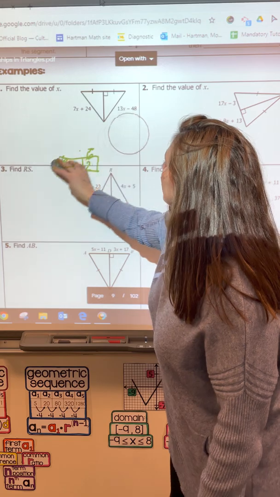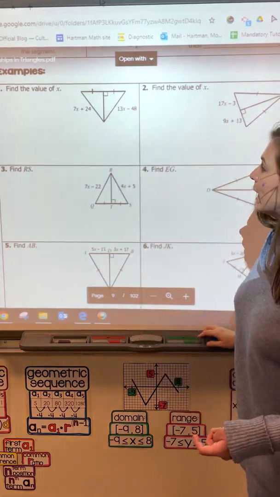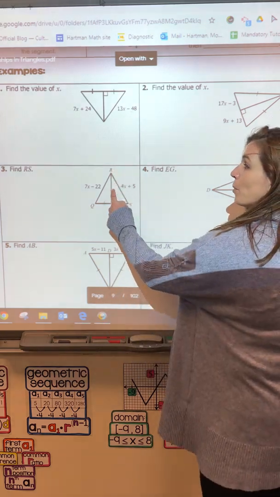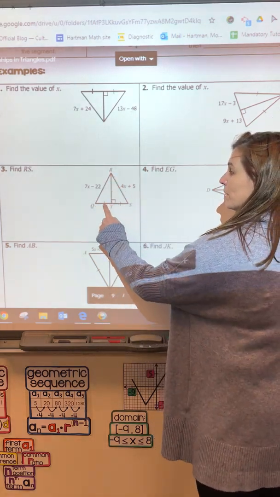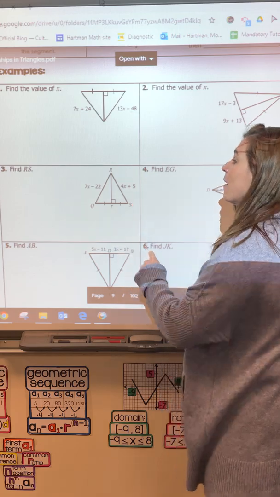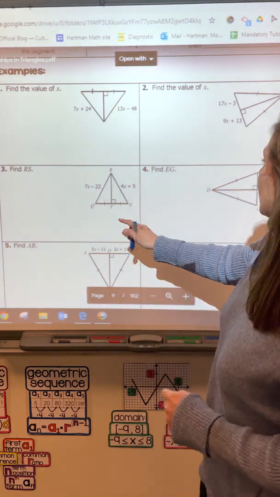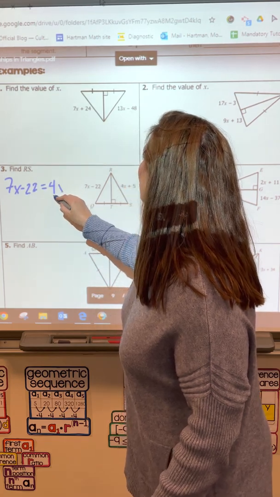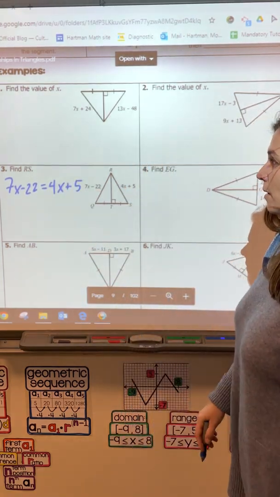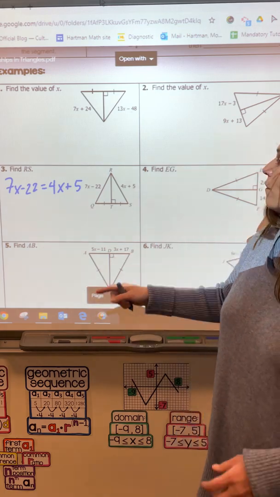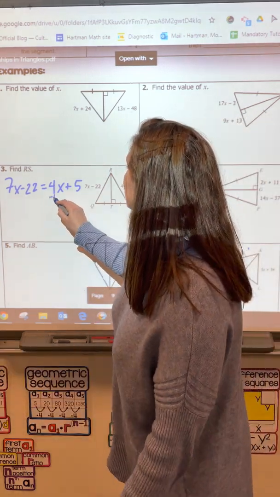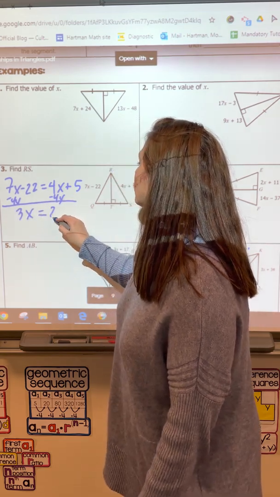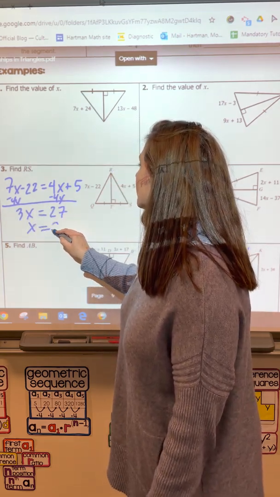All right. Now, if I look at number 3, it's asking me to find RS. So I know that I have a perpendicular bisector. It's perpendicular and it cuts this guy in half. So now I can make the statement that 7x minus 22 is equal to 4x plus 5. And now you guys know how to solve. So variable terms on the left, so I subtract 4x. I get 3x is going to equal 27, and x is equal to 9.